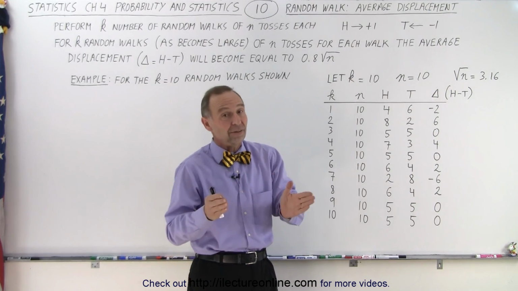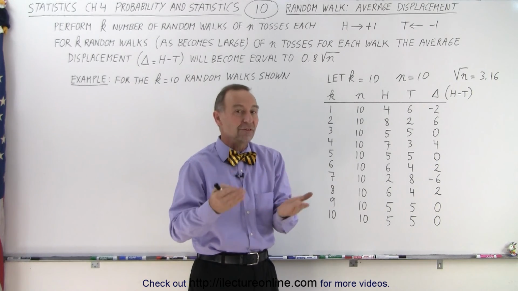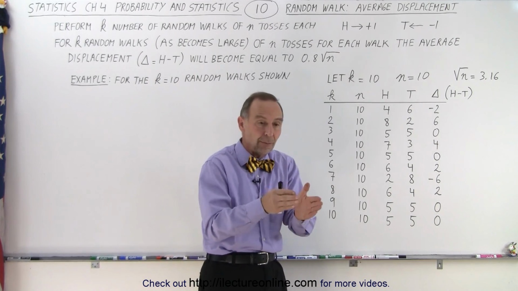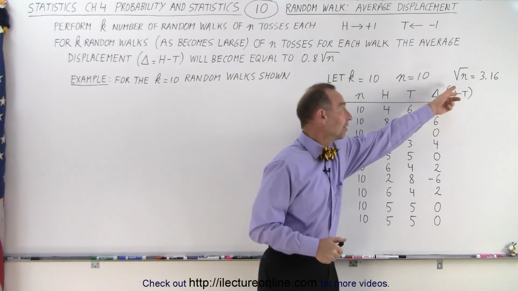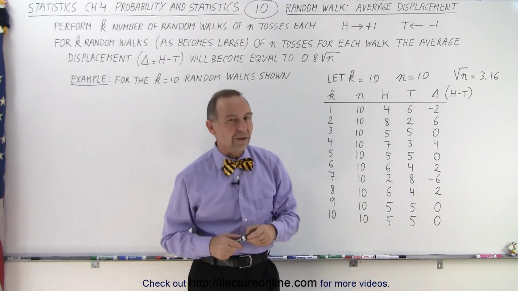And it turns out, surprisingly, that when n becomes very large, you will not end up back where you started, but you end up farther and farther away from where you started, and the distance is equal to the square root of the number of tosses.